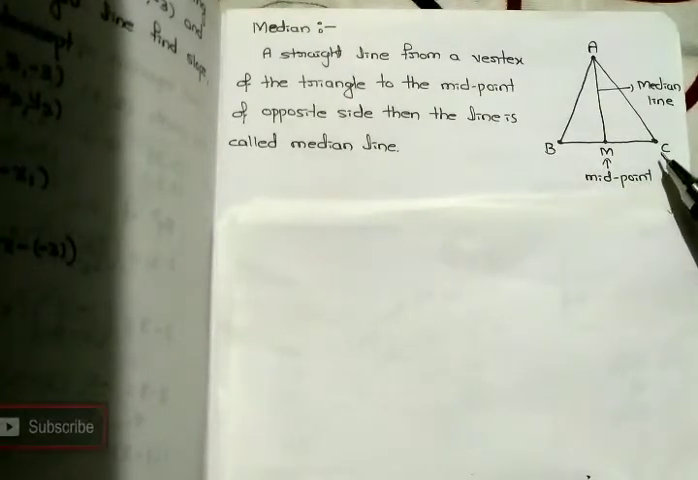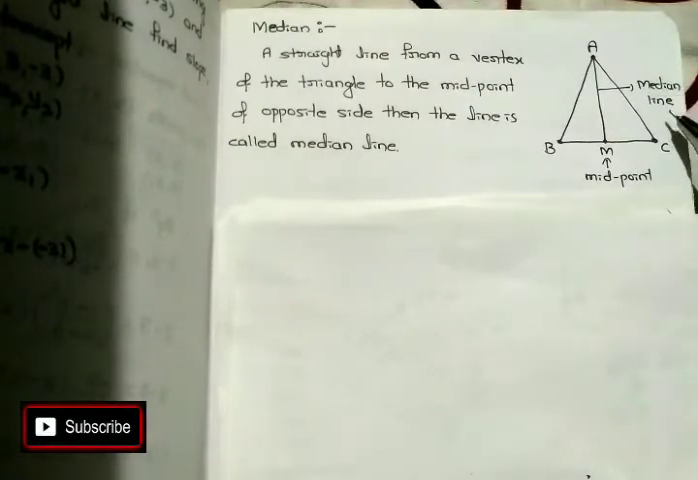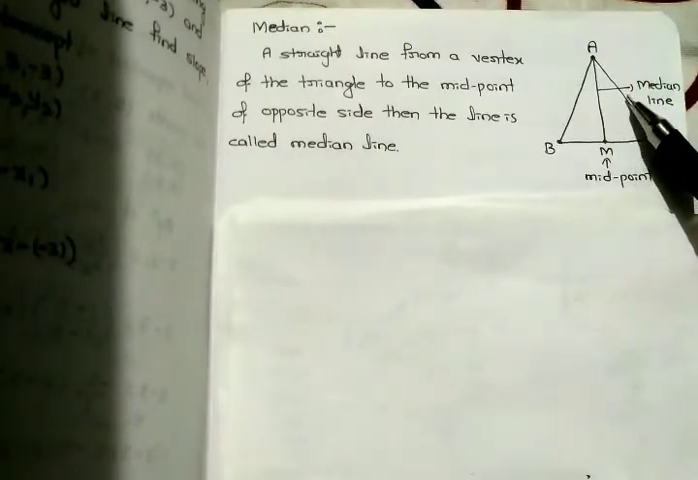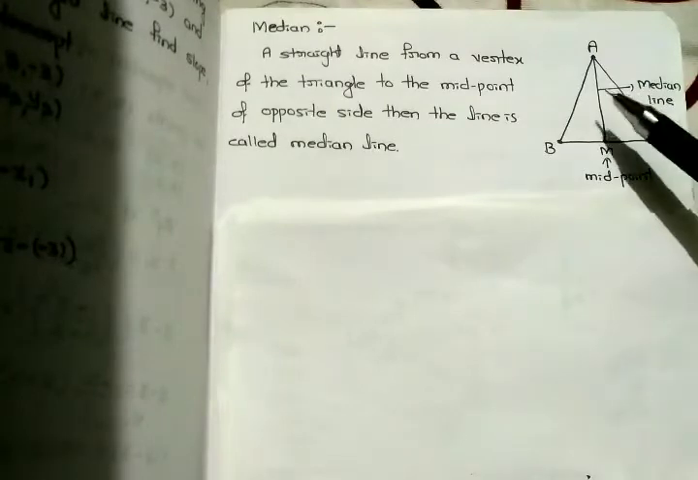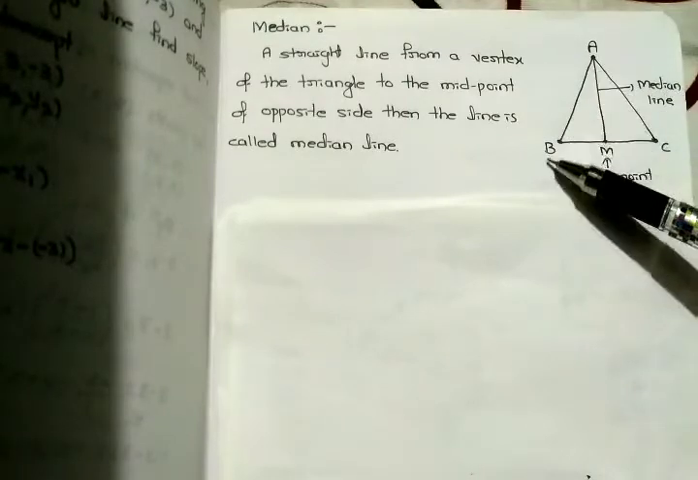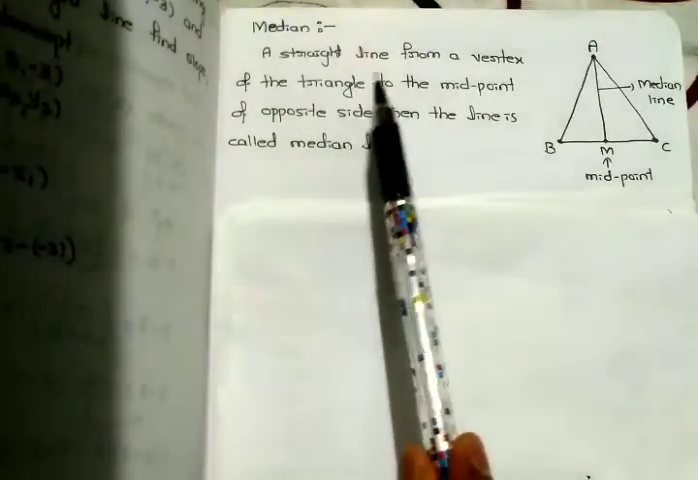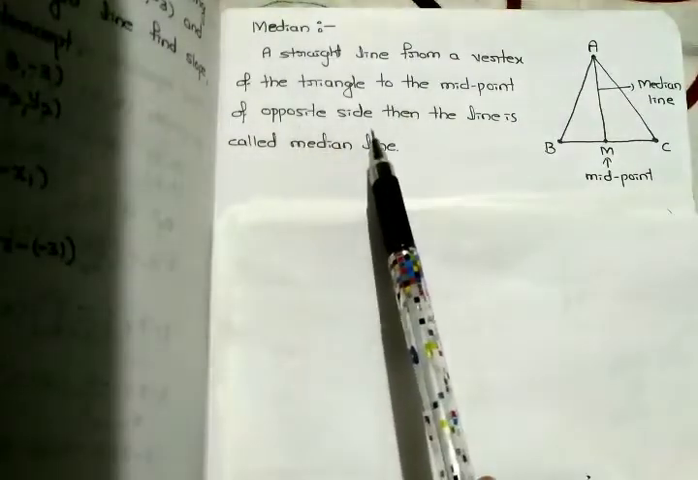BC is the opposite side. Then such a line is called what here? Median line. Otherwise, if you draw a straight line from the vertex B, where will it go? To the midpoint of which line? AC line. If I start with point C, where will it go? It will go to exactly the midpoint of which line here? AB line. Therefore, median line means what? A straight line from a vertex of the triangle to the midpoint of the opposite side.